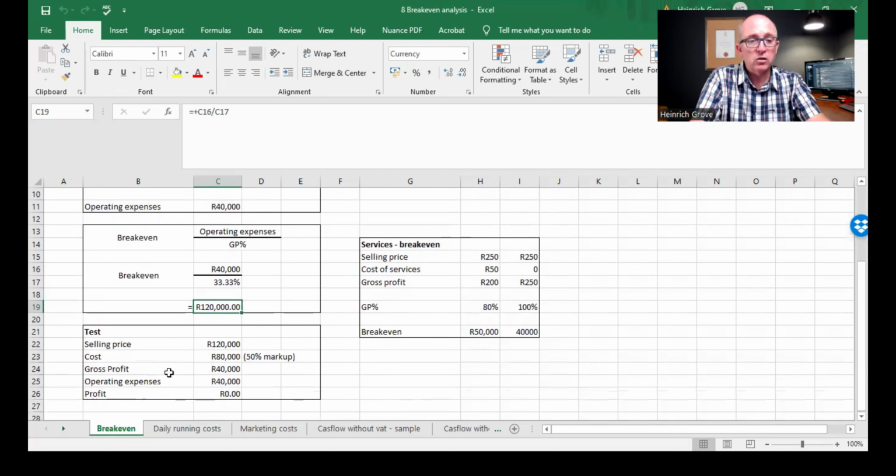So here at the bottom, there's just a test that I put in to say that if my selling price is 120,000 Rand, remember that my cost price of those products would be 80,000 Rand, so it means my gross profit is 40,000 Rand, operating expenses was 40,000 Rand, and therefore your profit is 0.